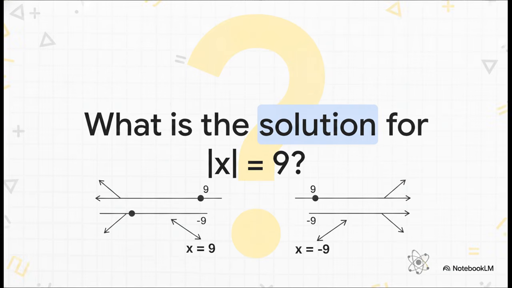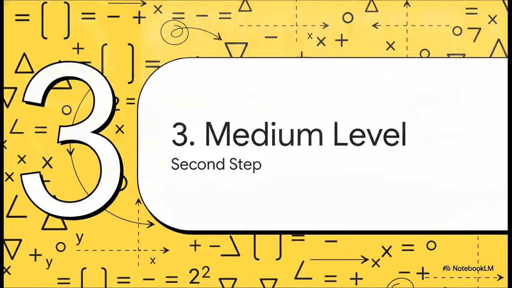Welcome back. Let's keep the momentum going with checkpoint 2. Solve for x when the absolute value of x equals 9. Take a quick moment, apply that splitting rule, and select your answer. Ready for more? Let's level up to the medium level.